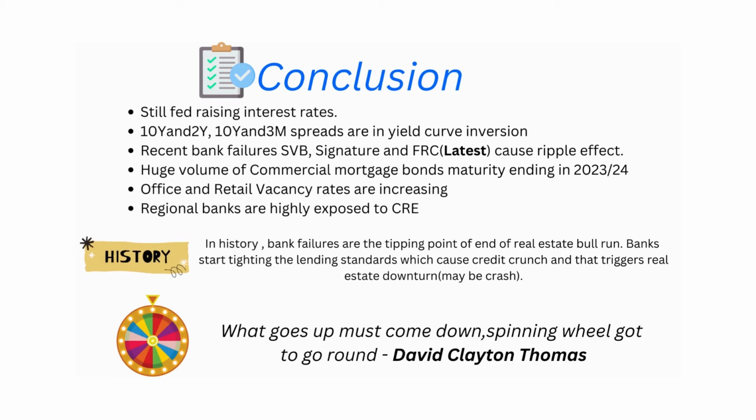Based on history, whenever big bank failures happen, they happen at the tip of the real estate bull run. Once it happens, banks start tightening lending standards, which causes a credit crunch, and that triggers a real estate downturn or maybe a crash. That crash or downturn we'll analyze in later videos. And there is a saying from David Clayton Thomas: "What goes up must come down. Spinning wheel got to go round."